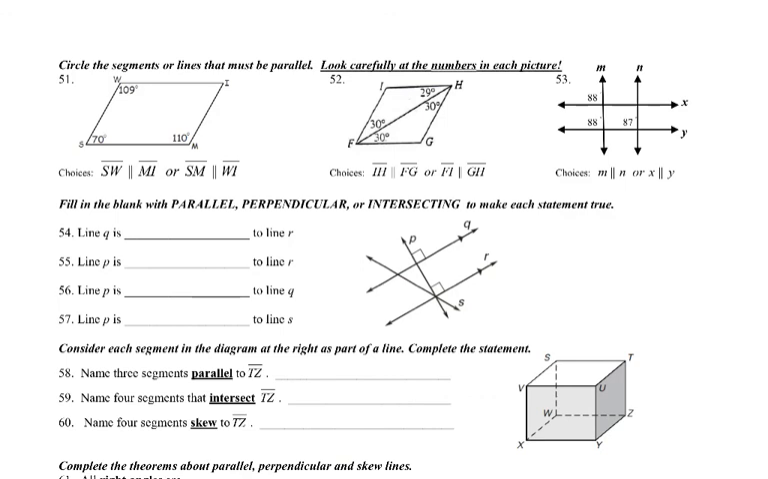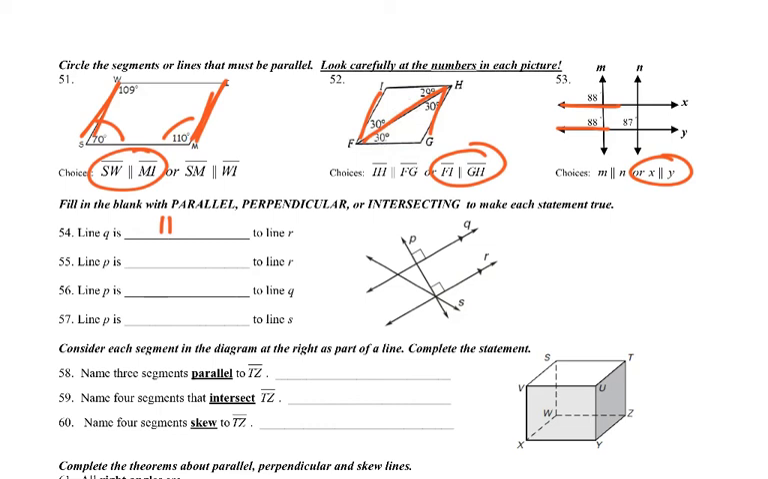lines are parallel. To show which one is which, looking carefully at the numbers, the 70 and 110 add up to 180, so that makes those two lines parallel. The 30 degrees makes these two lines parallel, and then those 88s make the X parallel to Y. Line Q is parallel to line R. I'm just going to use the symbol. Line P is perpendicular to R and perpendicular to Q. And P and S are just intersecting, so there's no symbol for that. So I'm just going to write the word intersecting.